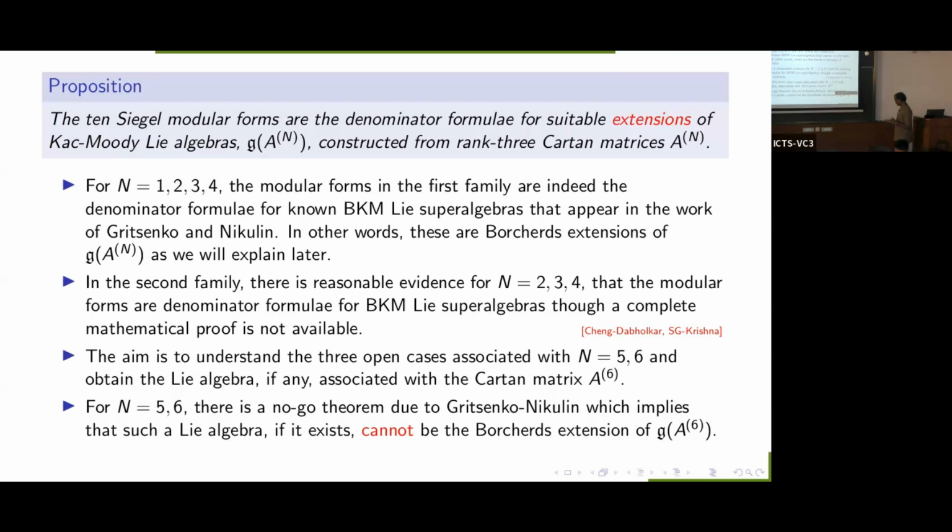Okay. So there is some work of Gritsenko and Nikulin which says that if such a Lie algebra exists for these 5 and 6 cases, then it cannot be a Borcherds extension. Okay. So that's a no-go theorem.